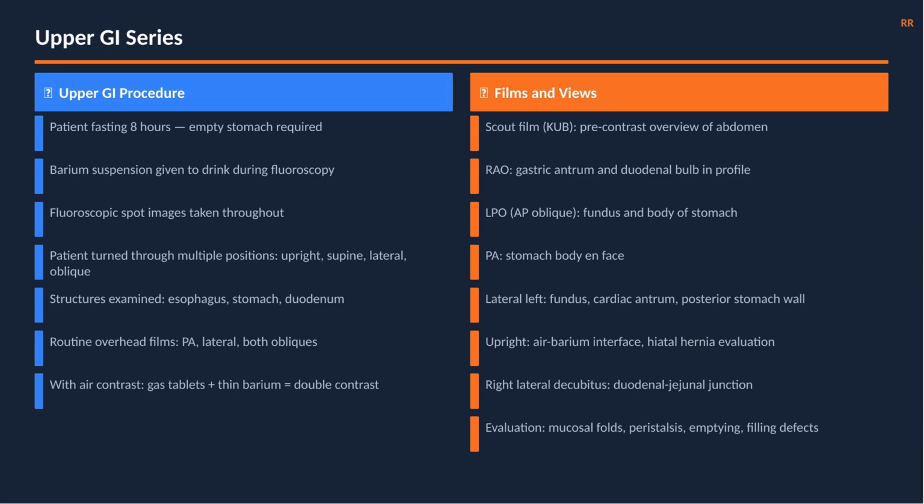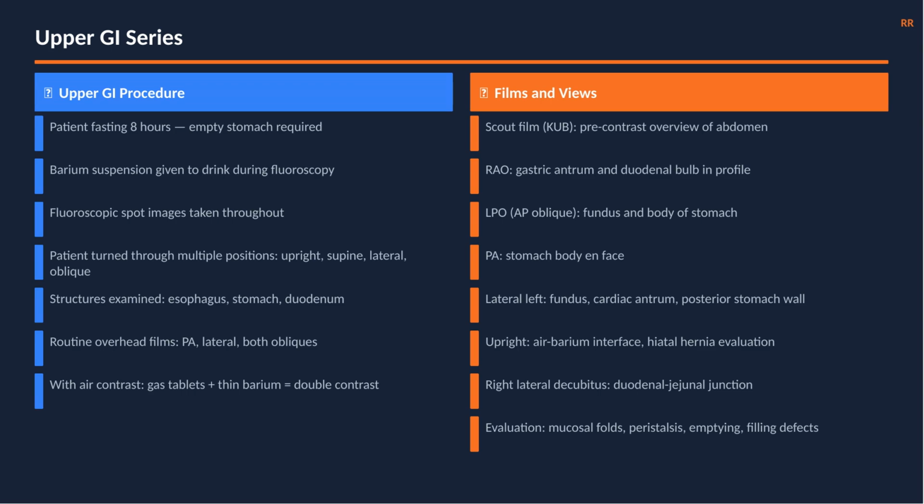Standard overhead films, PA, lateral, and both obliques. With air contrast, double contrast UGI. Gas tablets are given in addition to thin barium. The gas distends the stomach while the barium coats the mucosa, producing sharper mucosal detail.